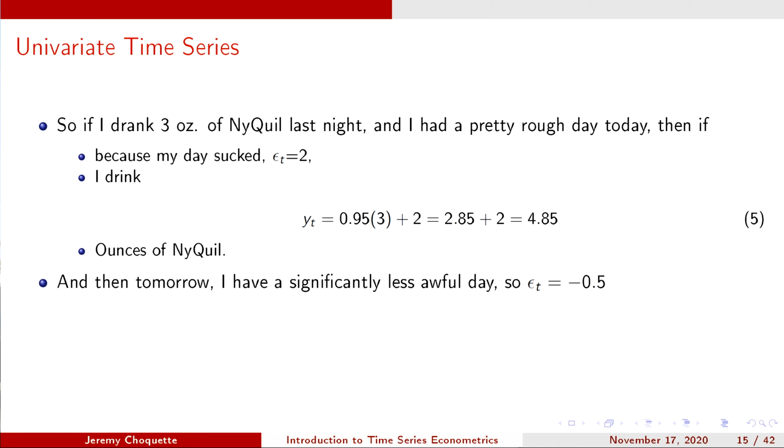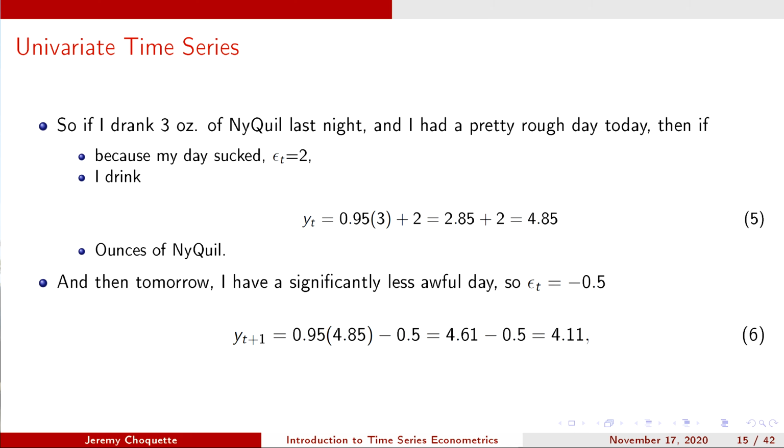Tomorrow, I have a significantly less awful day. In fact, it's actually quite good. Because it's good, that epsilon t is going to be below 0, because I'll be drinking less than I do on average. So I would take the yt value and update the whole AR equation one period. So I get y(t+1) equals alpha 1 times yt plus epsilon(t+1). So what this tells me is I get 0.95 times 4.85, the amount that I drank today, for tomorrow, minus that epsilon(t+1).